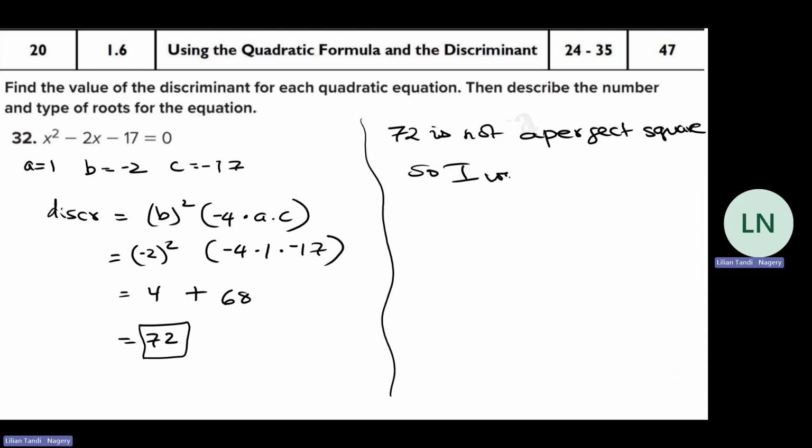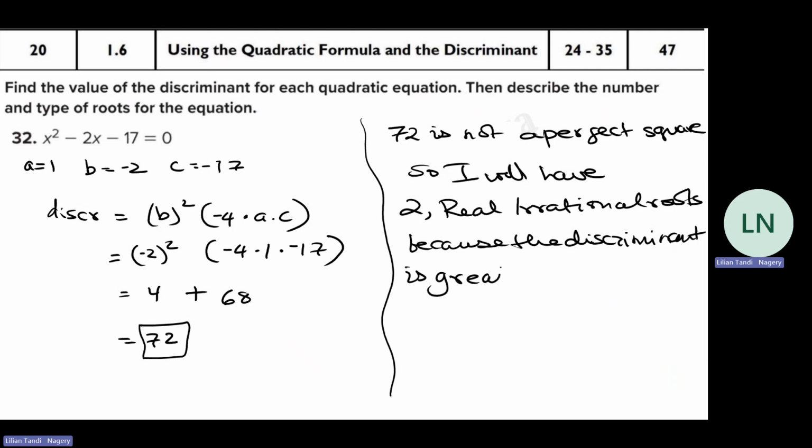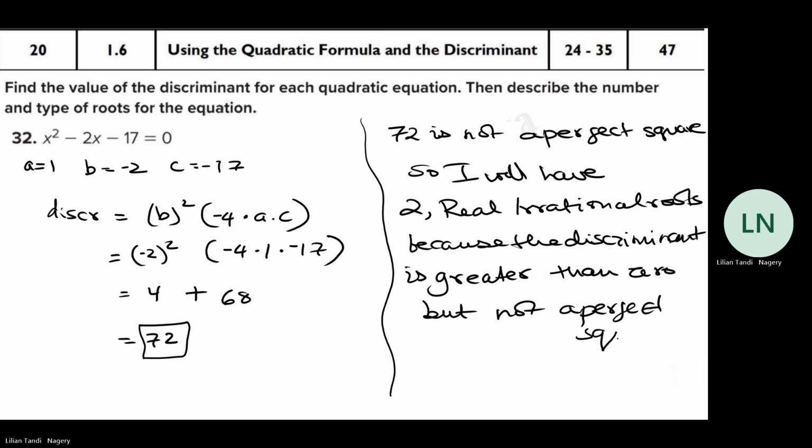So I will have 2 real irrational roots because the discriminant is greater than 0, but not a perfect square. Okay.